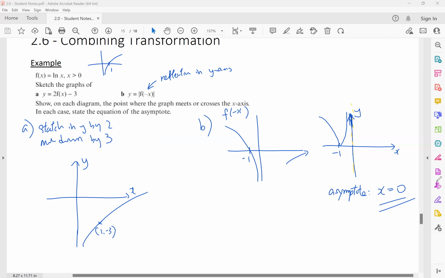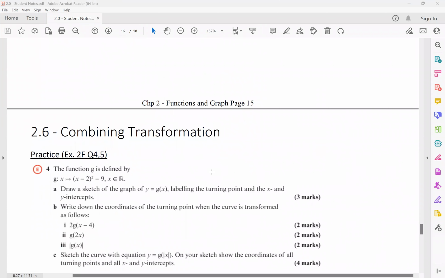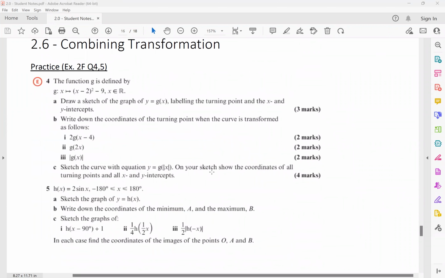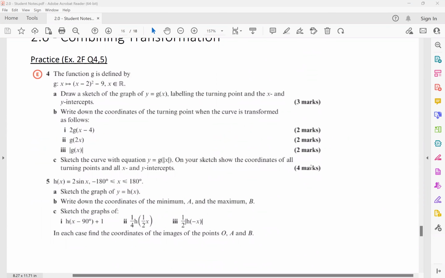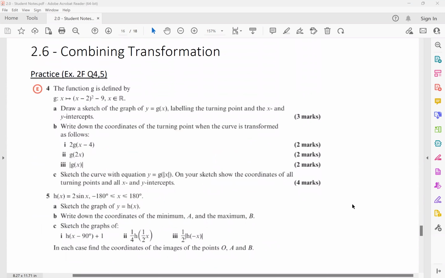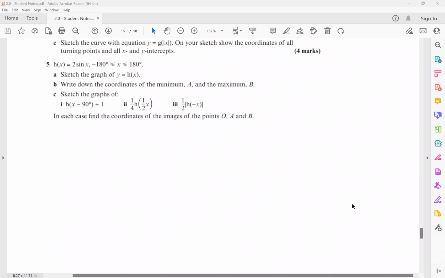Right, practice. You've got a few practice questions. You can use the textbook to help you with your answers, exercise 2F, questions 4 and 5. So I'm not going to go through the answers with you here. You can use the textbook answers to help you work it out. All right.